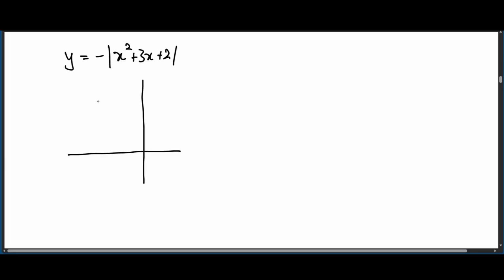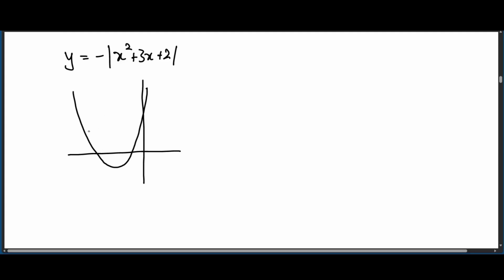Okay, let's look at another example. What if now I have y equals negative absolute value of x squared plus 3x plus 2. Now remember, what does this do? A negative in front of an absolute value function makes it always negative. So how would the graph look like? You should know the original graph looks like this. This is the original graph. Now everything will become negative.